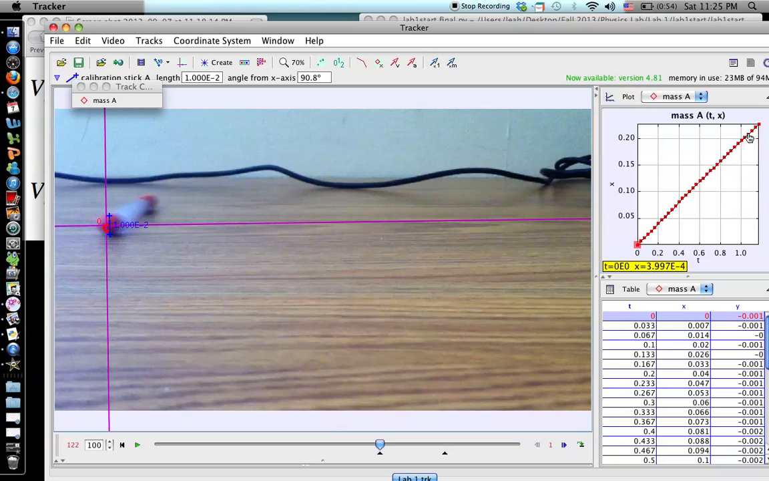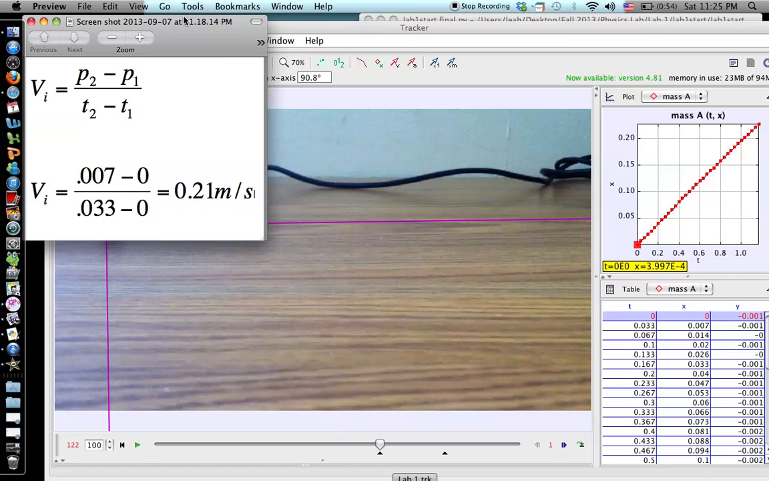Tracker also gave me the individual position and time points that helped me determine the initial velocity. These right here are the position points, and these are the time points. The initial velocity was calculated by taking position 2 minus position 1 over time 2 minus time 1. When this calculation is done, it gave me my initial velocity of 0.21 meters per second.